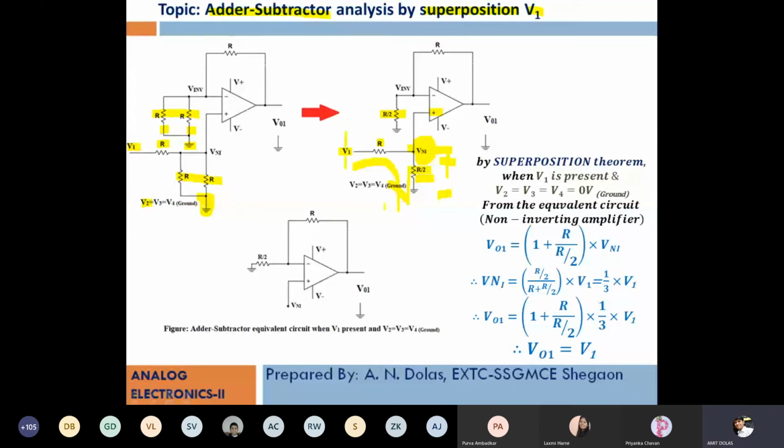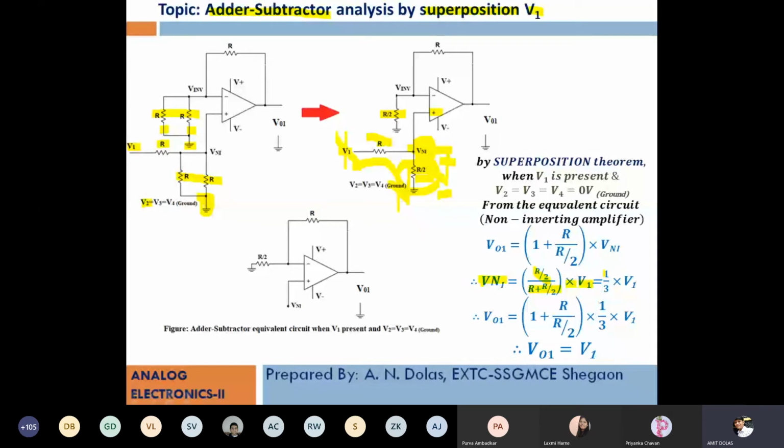So here the non-inverting voltage is equal to R by 2, because we need the voltage across it, divided by the total resistance R plus R by 2, multiplied by the applied source, which is V1. If you do this mathematical manipulation, you will get the final value of the non-inverting terminal voltage as 1 by 3 V1.